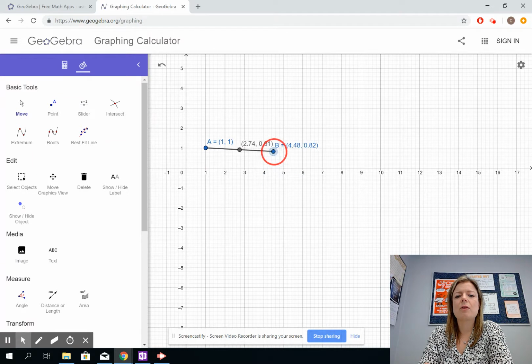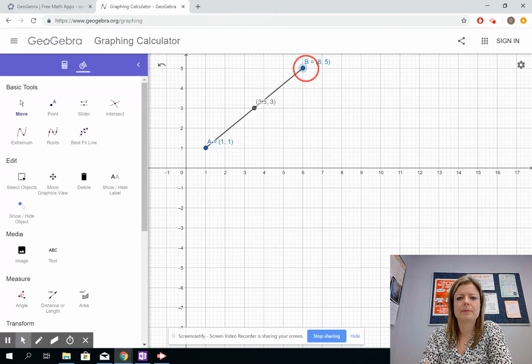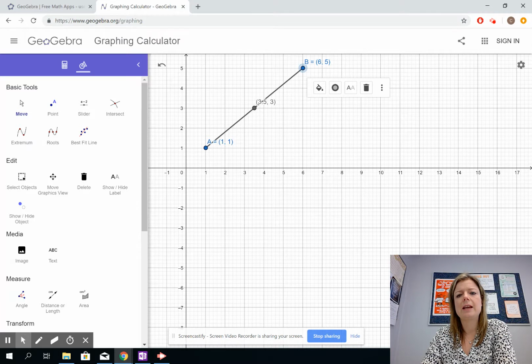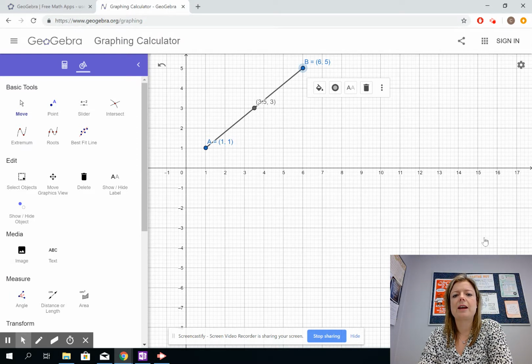But now what if it's not a horizontal or a vertical line? Something like this. So notice here we have the point 1, 1, and B is the point 6, 5. This point in the middle is still the midpoint of this. So let's see what we have. So 1 and 6, and then the midpoint value is 3.5. Is that the average? Well, 1 plus 6 is 7. 7 divided by 2 is 3.5.